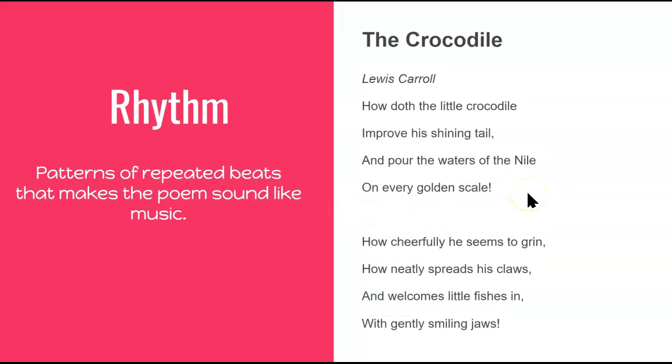Our next is rhythm. When you think of rhythm, I want you to think of a beat. When I am reading poems, or any type of poem for that matter, there's a beat that it goes to. There's a certain rhythm that we're going to keep when we're reading it, okay? Kind of like if you were hearing a drum beating. And it's the patterns of repeated beats that make the poem sound like music.